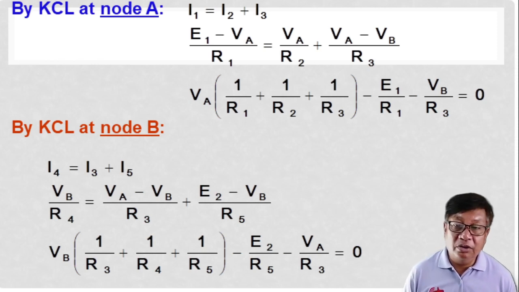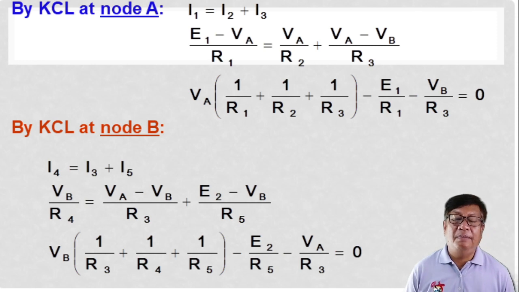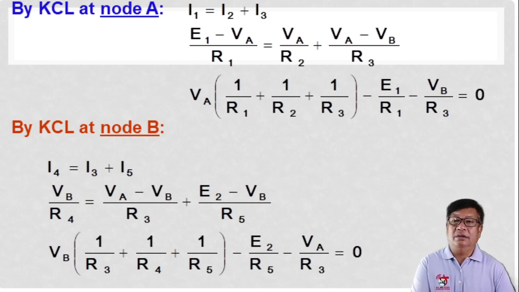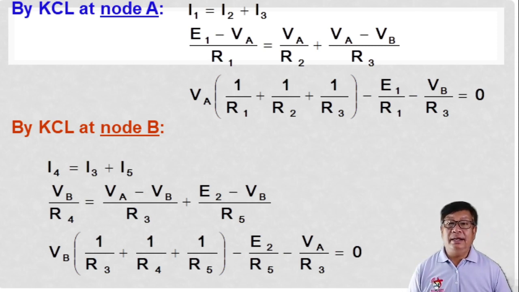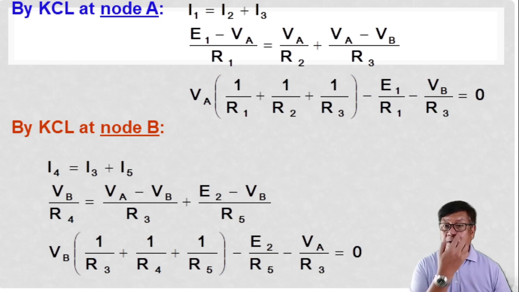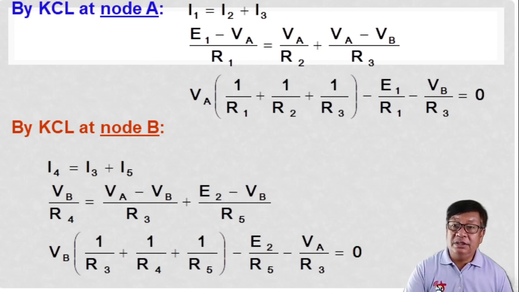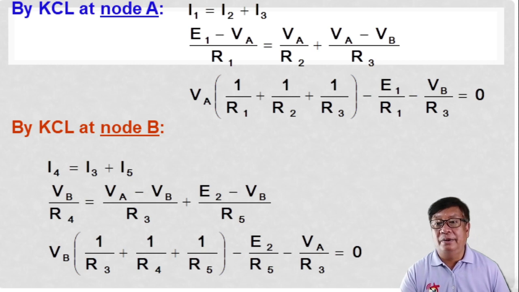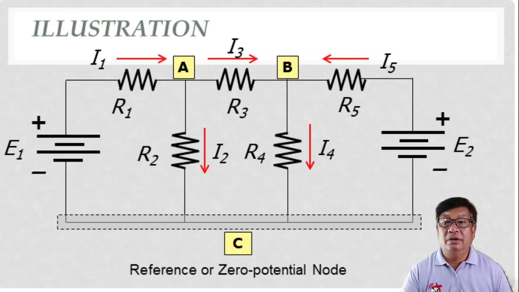Okay, so at node B, we can also apply Kirchhoff's current law at node B. So, balikan lang natin yung circuit natin andito sa node B, no? So, entering yung I sub 3 at saka yung I sub 5, leaving yung I sub 4. So, ganito mangyayari. We have this I sub 4 is equal to I sub 3 plus I sub 5. Yung umaalis na kuryente. So, what is now our I sub 4? Our I sub 4 is equal to, this is your I sub 4.